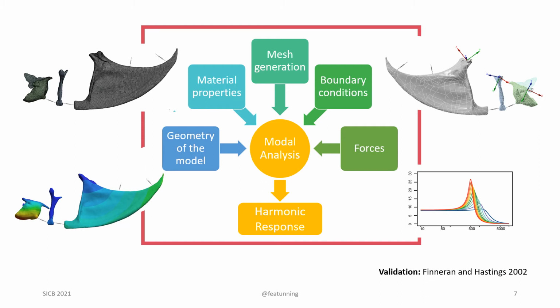So, when we have the geometry of the model digitized, the material properties defined, the finite element mesh created, and also the boundary conditions and the forces applied in the model, then we proceed to solve the model. In this case, we first solve a modal analysis, and then it allows us to get the results of the harmonic response. We are preparing the manuscript with further details, and in this manuscript, all the results of our FEA model are validated according to the results published by Finneran and Hastings in an experimental device.